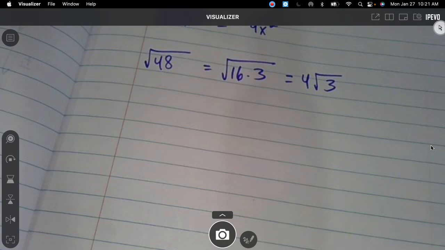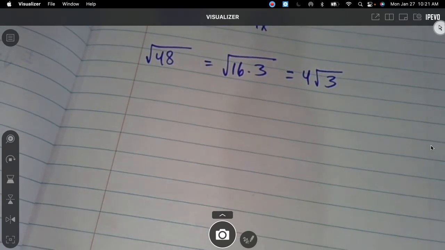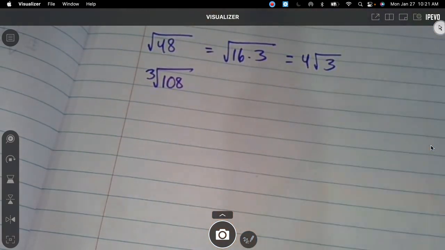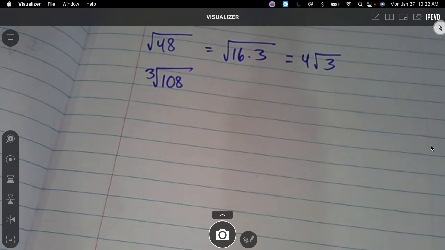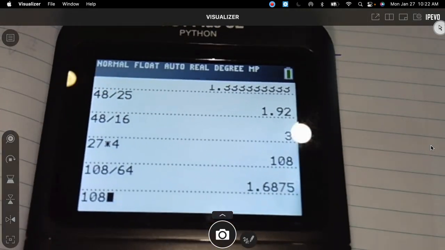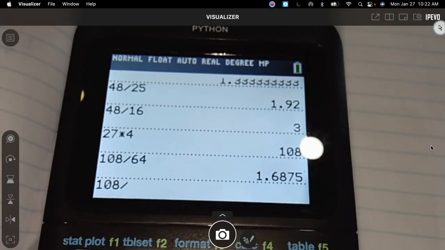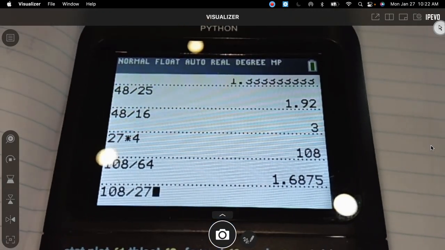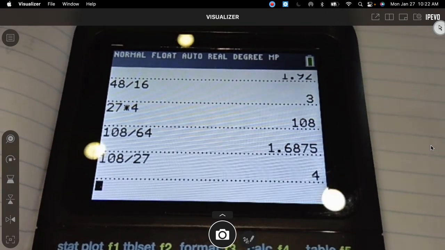Let me find a cube root. Okay, 108. Let's do the cube root of 108. Is 108 a perfect cube? No. So we're just going to start at 64. What is 108 divided by 64? Well, look at that. That doesn't work. So what is 108 divided by my next one up? We got to start at 27, because you have to look at your cubes. So it's 27 times 4.